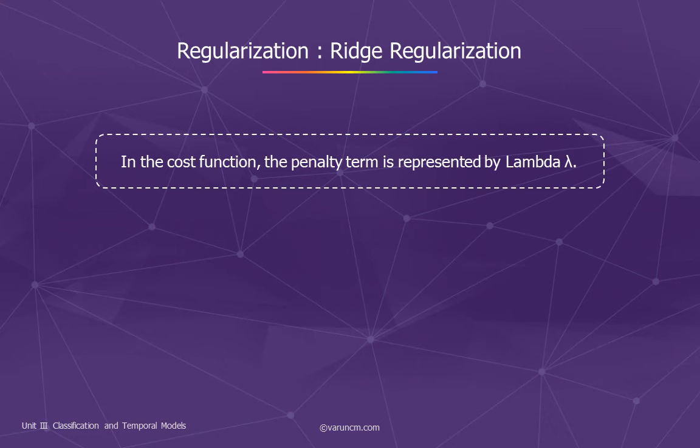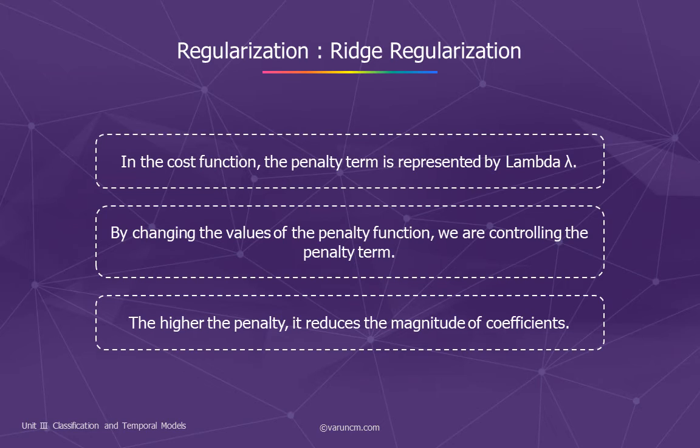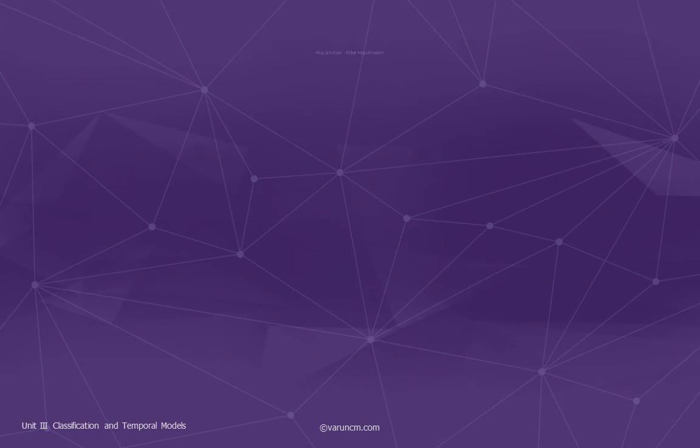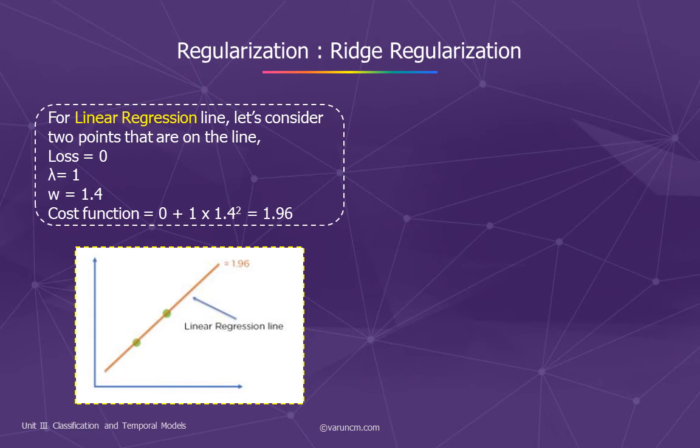In the cost function, there is the penalty term which is represented using the symbol lambda. By changing the value of lambda, we are controlling the penalty term. This is how we are going to control the model. When the penalty is higher, it reduces the magnitude of coefficients. So let us see with an example.